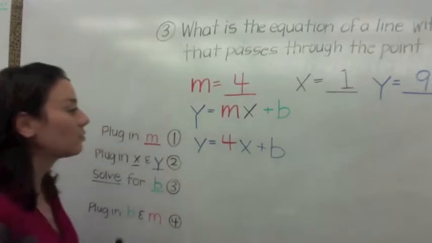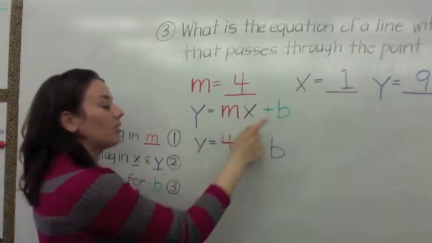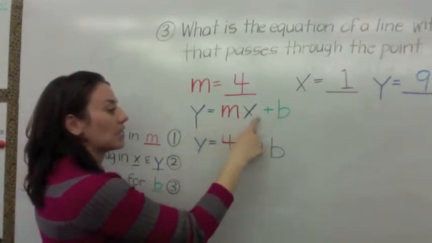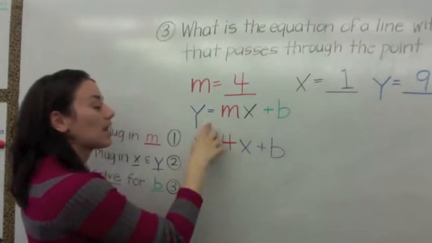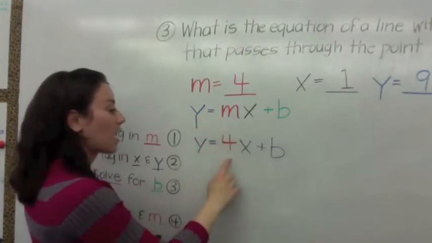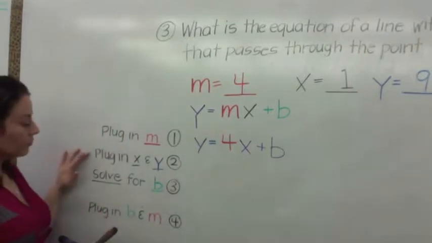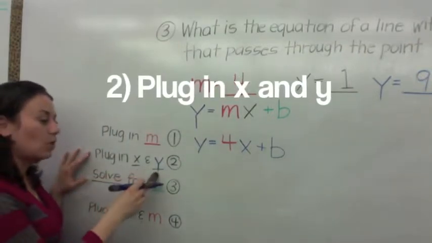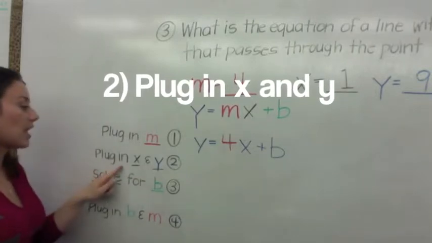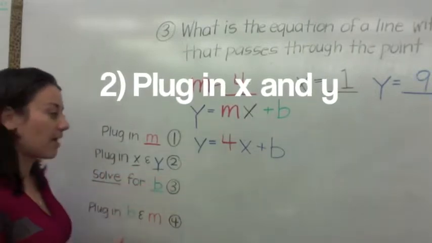Okay, you always have to remember your mama's ex-boyfriend. So it's y equals mx plus b. What is it? Y equals mx plus b. Okay, and here m is 4. Okay, now you're going to plug in x and y. What are you going to do? Plug in x and y. And you already have m.